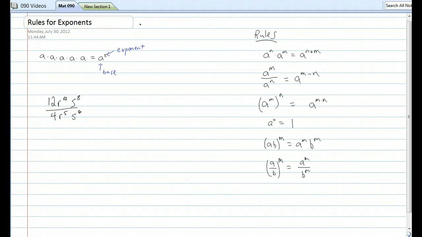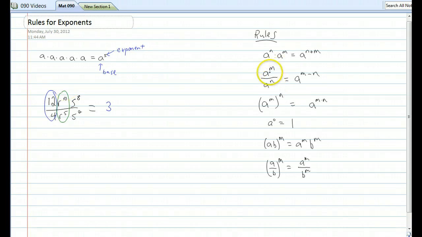Let's look at 12r to the 10th s to the 8th divided by 4r to the 5th s squared. Now we're going to divide this into three different parts. 12 divided by 4. We know that that's just 3. Now we want to look at the r terms. We want to look at the two terms that have r as their base. We know that we can combine those two because they have the same base. And the rule that we're going to use is just the quotient rule.